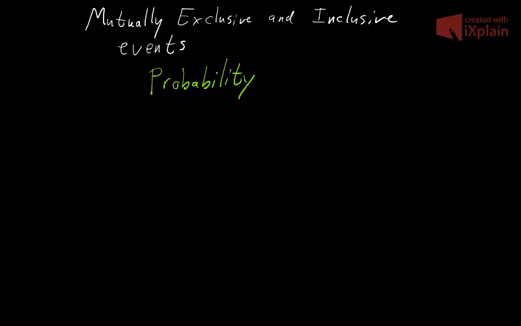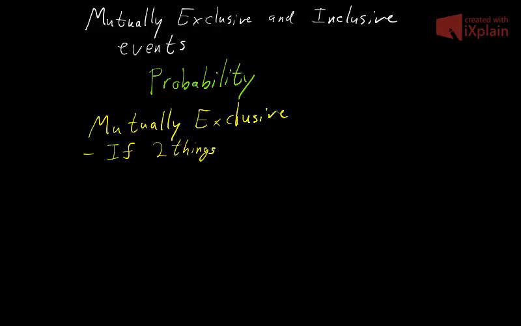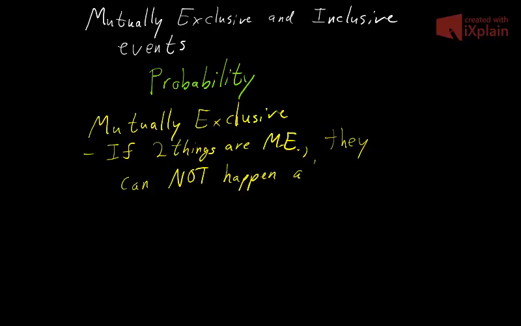So I'm going to start by writing down mutually exclusive, and what a mutually exclusive set of events are. So you need two things. And if two things are mutually exclusive, or ME, that means it is impossible for them both to happen at the same time. So that means they cannot happen at the same time.